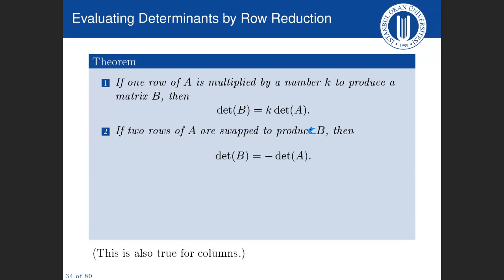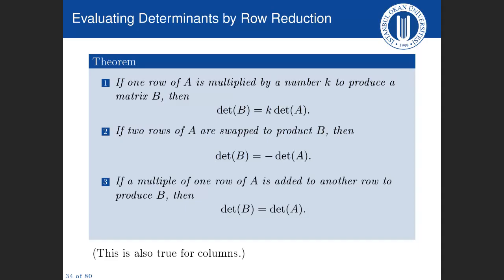And rule number 3, if we add a multiple of one row to another row to produce a new matrix B, that does not change the determinant. And I've written at the bottom, this is also true for columns. Multiply a column by a number, we multiply the determinant by that number. Swap 2 columns, multiply the determinant by -1. Add a multiple of one column to another column, no change.